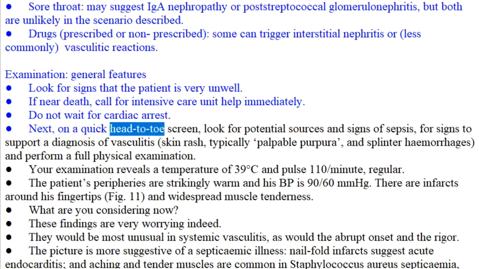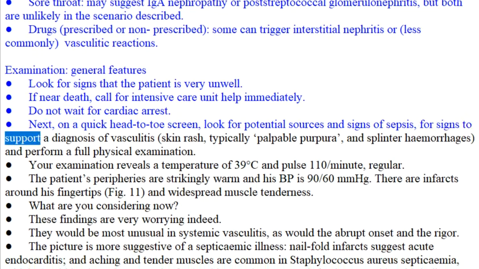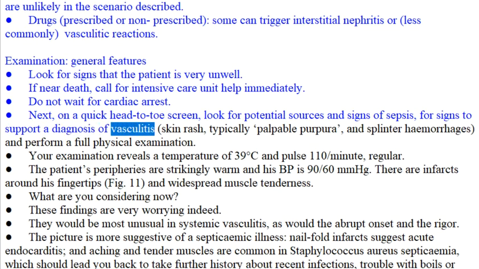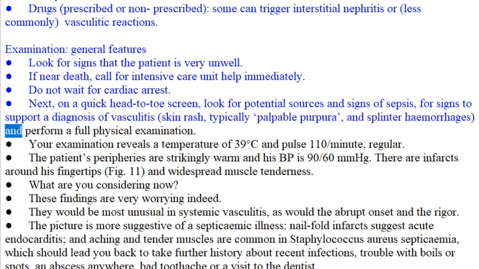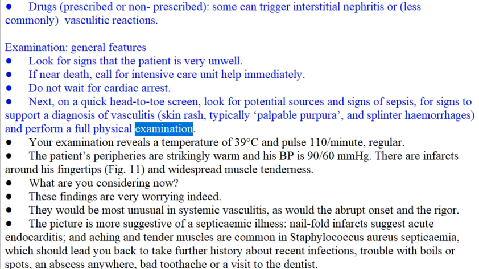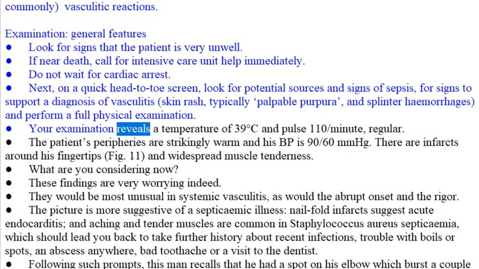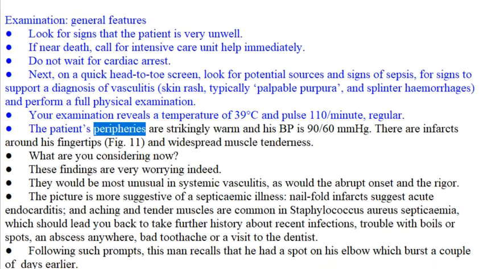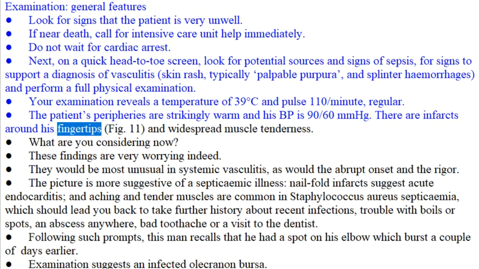Next, on a quick head-to-toe screen, look for potential sources and signs of sepsis, for signs to support a diagnosis of vasculitis, skin rash, typically palpable purpura, and splinter hemorrhages, and perform a full physical examination. Your examination reveals a temperature of 39 degrees Celsius and pulse 110/minute, regular. The patient's peripheries are strikingly warm and his BP is 90/60 mmHg. There are infarcts around his fingertips, Fig 11, and widespread muscle tenderness.